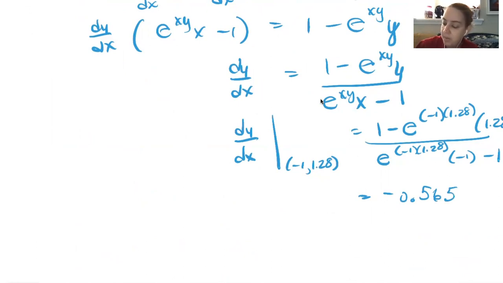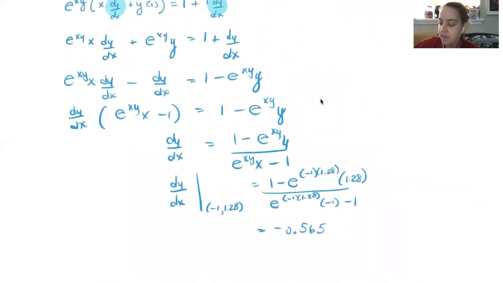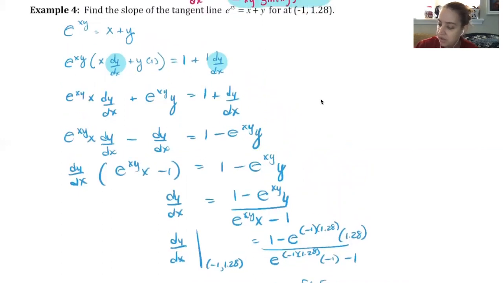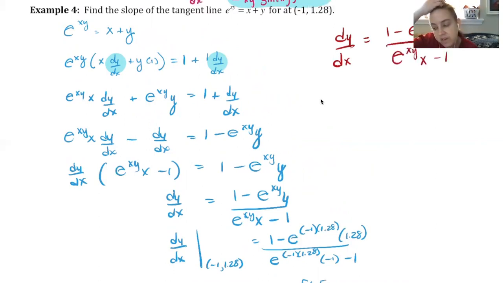Now, before you leave, I want to show you one other thing that happens with these implicit differentiation problems. I'm going to switch colors here to show you. This is especially important if you start to look up some of your answers and you're like, man, I know I did this right, but it's just not matching. So we had said that dy/dx is equal to 1 minus e to the xy y over e to the xy x minus 1. That's what I had said the derivative was.